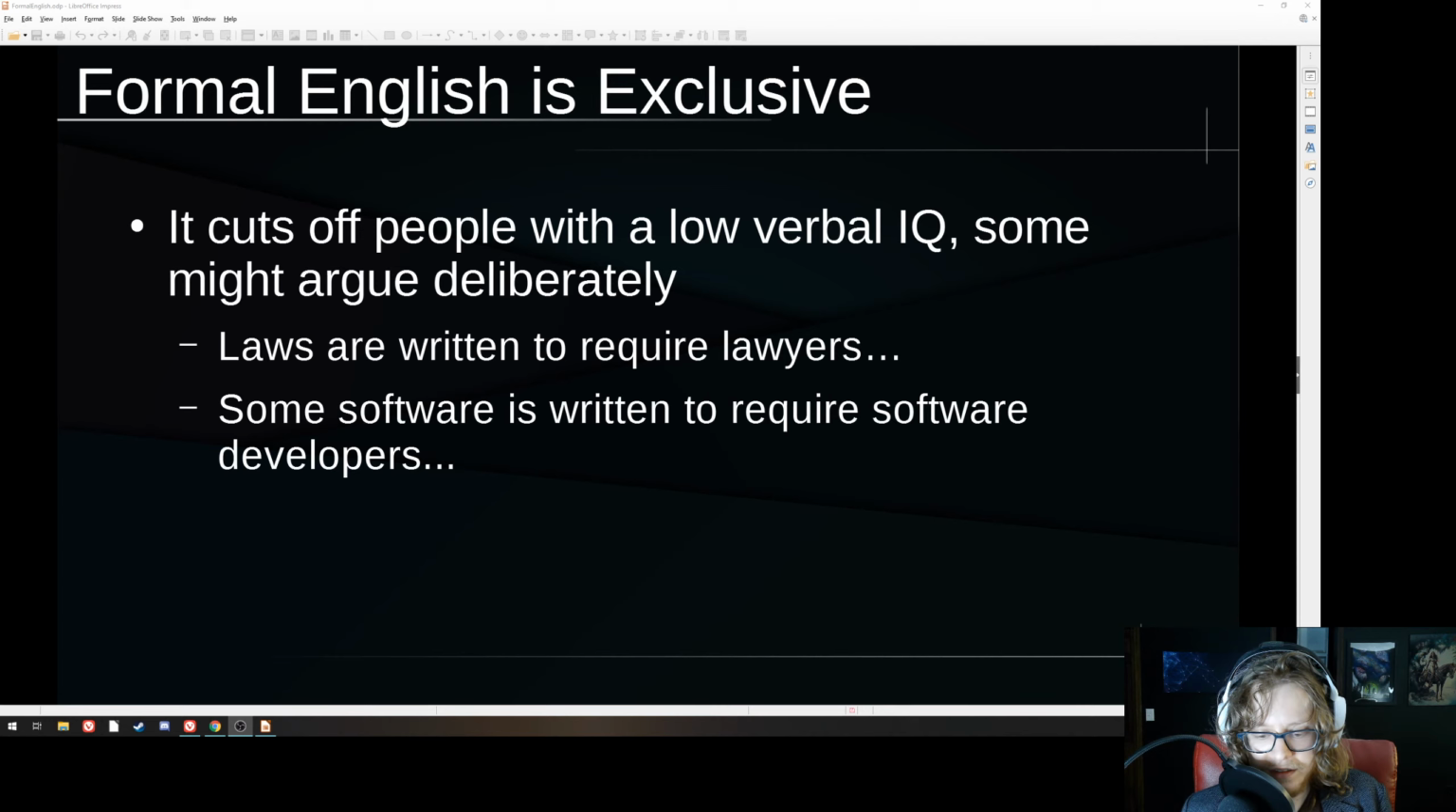Now, this means that a lot of software documentation and software writings, white papers, all these sorts of things, are often written in formal English too. And one of the reasons that these kinds of software guides, tutorials, all these different things are written in formal English is often the same reason that lawyers write law in formal English. It's to exclude people who are not software developers. In fact, software is almost as guilty of this as the law is.